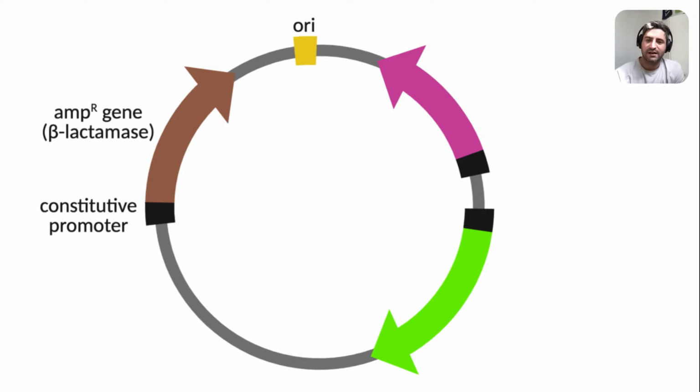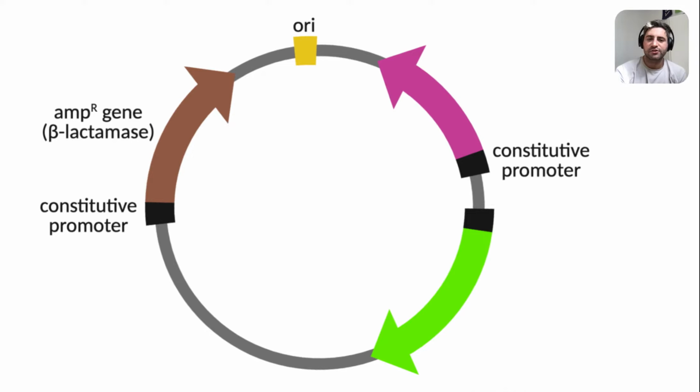The activity of that gene is controlled by what's called a constitutive promoter. And that is a promoter that occurs at the beginning of the gene. And constitutive tells us that that promoter is always turned on. So if the promoter is always turned on, then that means RNA polymerase is able to transcribe that AMPR gene at all times.